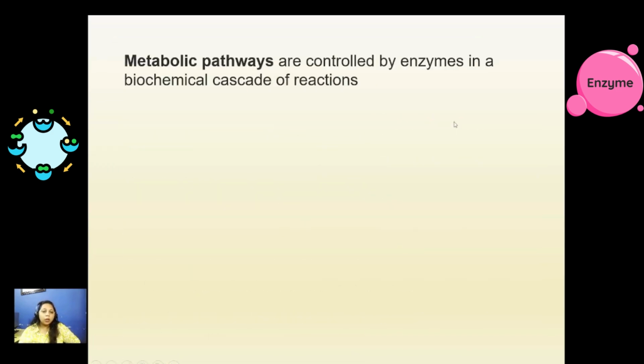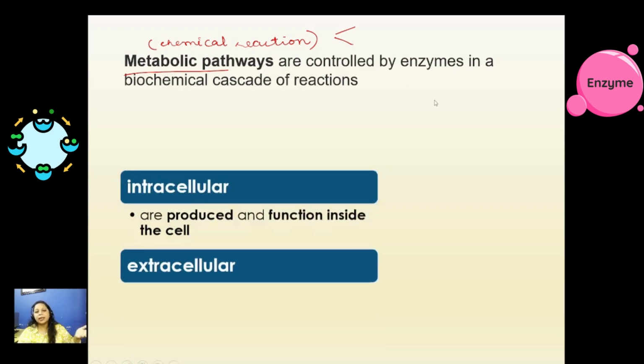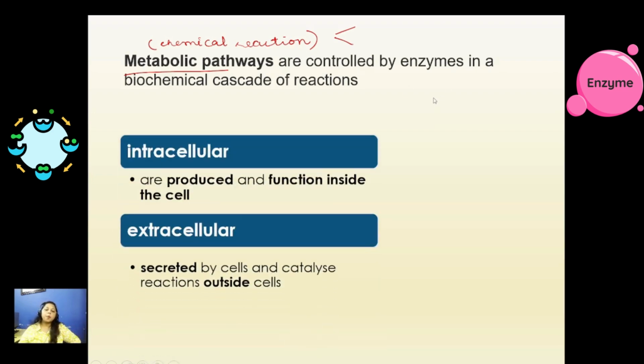Now, all the metabolic pathways. What is a metabolic pathway? These are all the types of chemical reactions that take place in our body, and those reactions can be catabolic or anabolic. Let's go into the detail later. Metabolic pathways are controlled by enzymes in a biochemical cascade of reactions. Some are intracellular, some are extracellular.